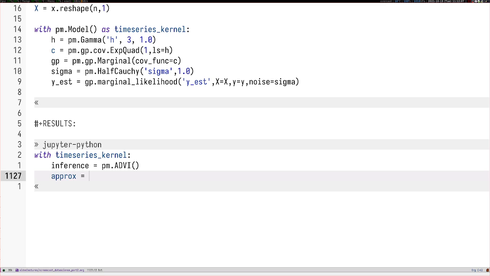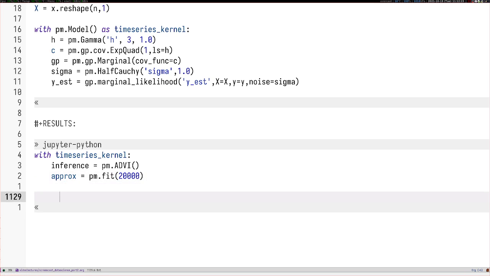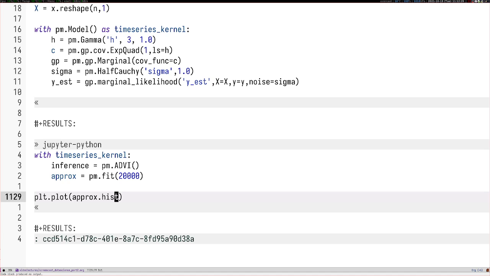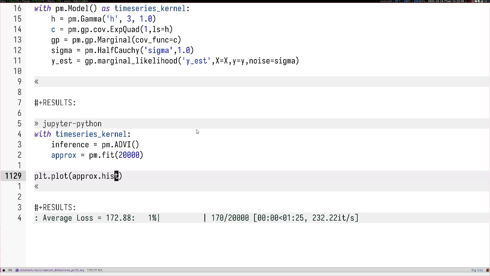So we're going to approximate, so pm.fit, let's say 20,000 iterations, and then we're going to plt.plot approx.hist. So let's see whether we didn't make any mistakes here. It seems to be running fine, so this will take a second, so I can take some time to explain what's going on.